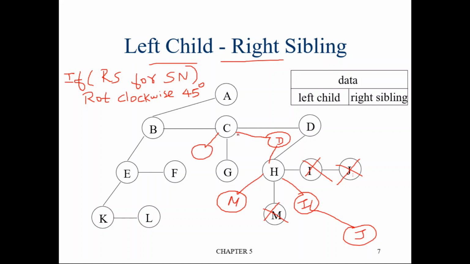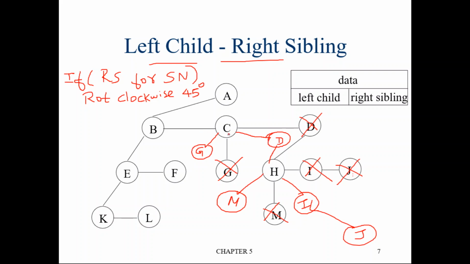Sorry, C's right child is D. D's left child is H. C's left child is G. Previously also G was C's left child only, but as there is only one child, it is represented in a straight way. Now we are representing it here, and no more D is here. D is not a right sibling. D has become the right child of C, okay, right, fine.